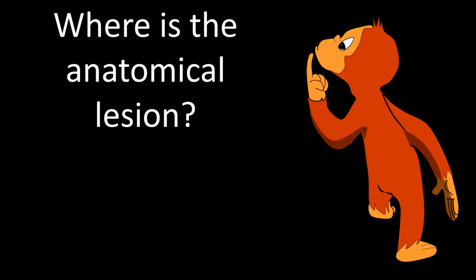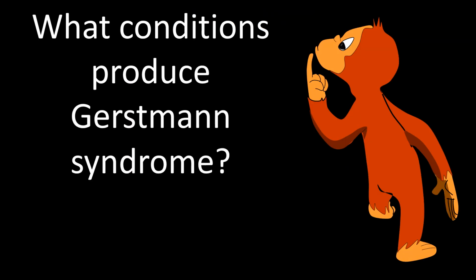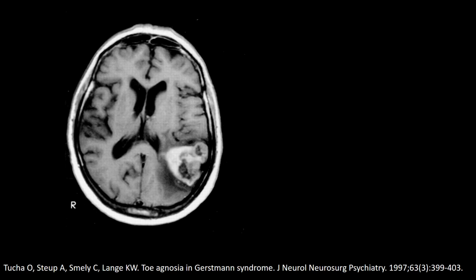The anatomical lesion in Gerstmann syndrome has been classically located to the dominant angular gyrus. The conditions often producing Gerstmann syndrome are strokes and tumors. This is a transverse MRI of a patient with Gerstmann syndrome. It shows a tumor in the left parietal region.